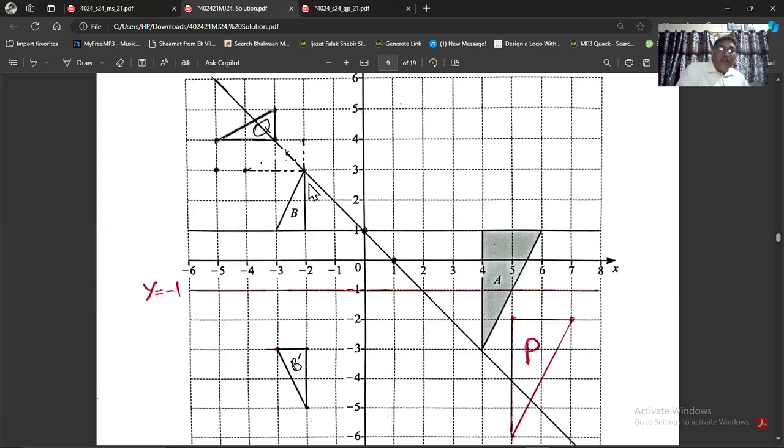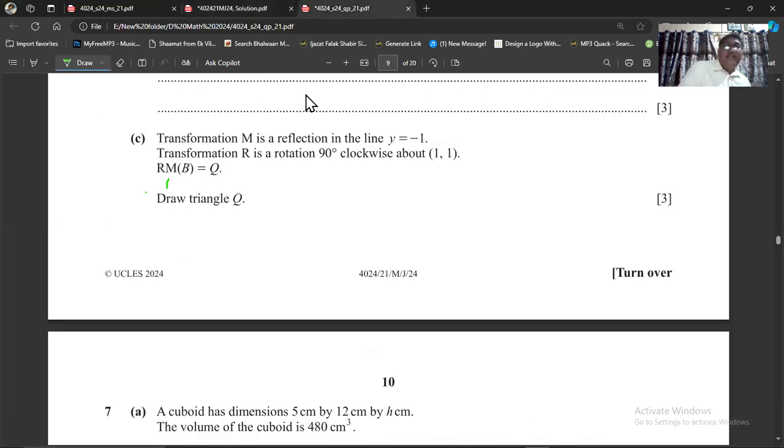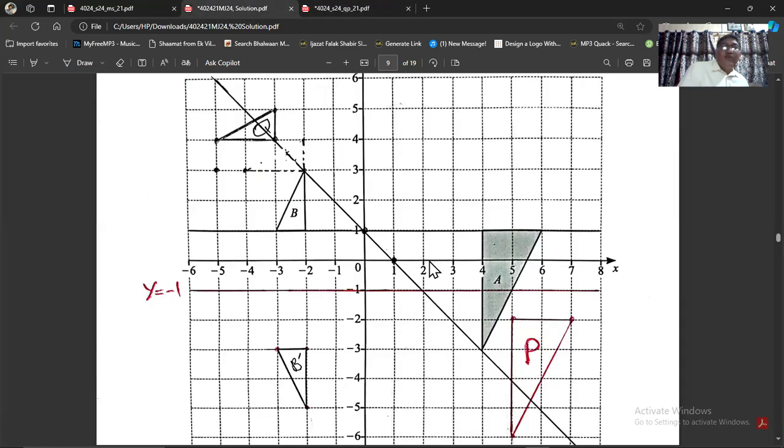This point is 1, 2, 3, 4 steps up, so its image will be 1, 2, 3, and 4. So this is the image of B by the reflection in y equals -1. Then this image will be rotated, and what they have said is rotated 90 degrees clockwise about 1 comma 1. So 1 comma 1 is this point, and you have to rotate this triangle.